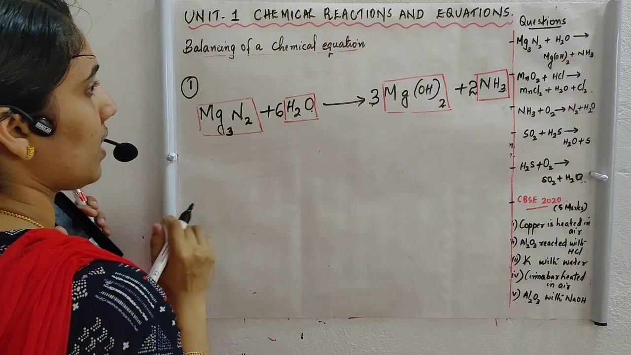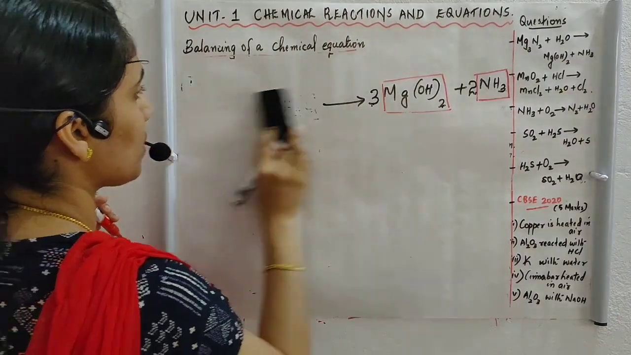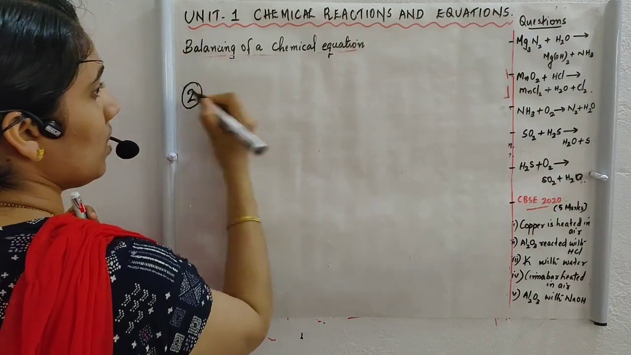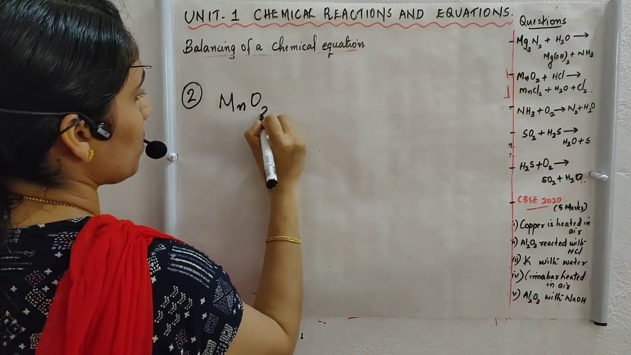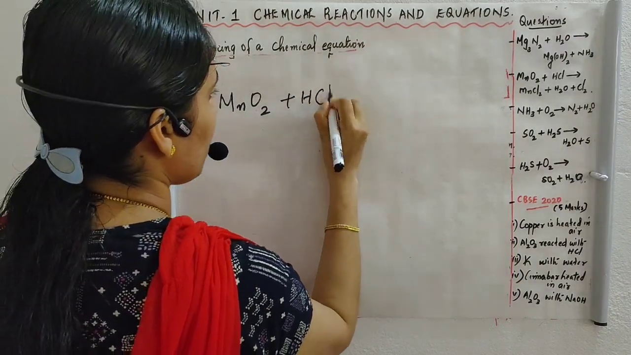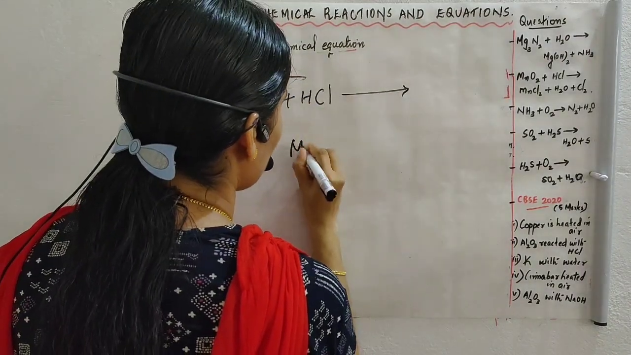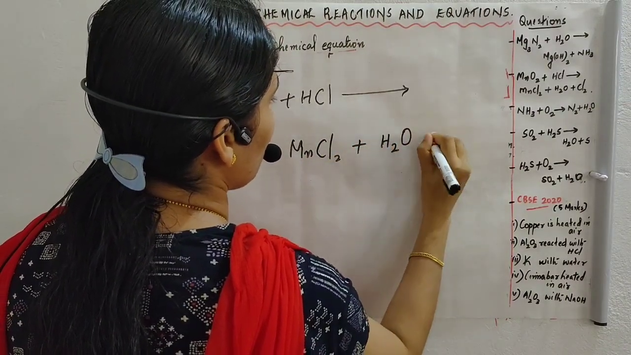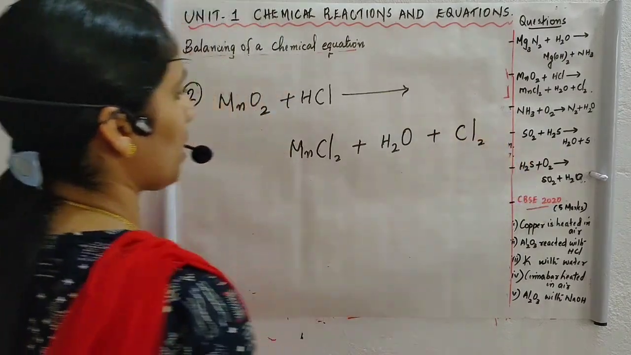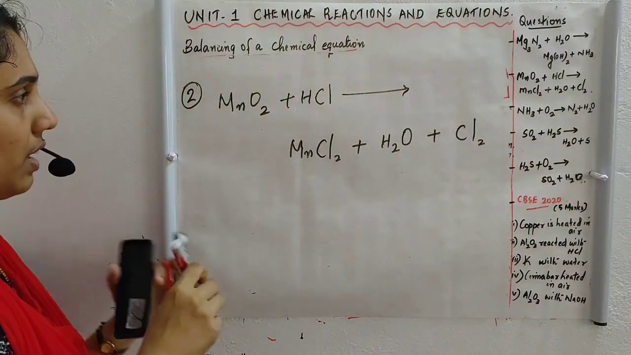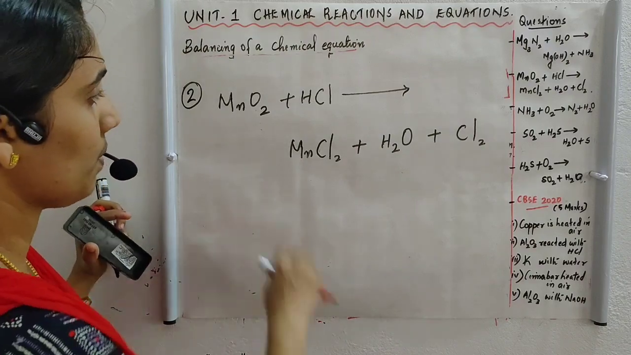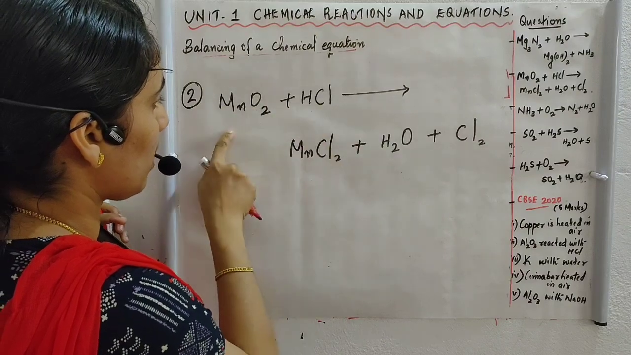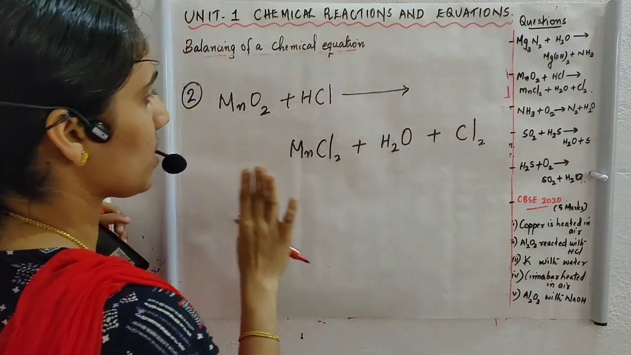Now consider the second example. Example number 2: MnO2 plus HCl gives MnCl2 plus H2O plus Cl2. How to balance this equation? Check whether it is a balanced or unbalanced equation. You can see manganese 1, here also manganese 1, oxygen 2 on the left hand side and here it is 1. So it is not balanced.